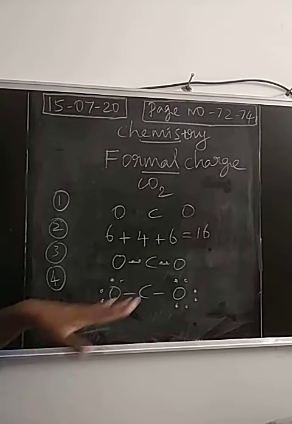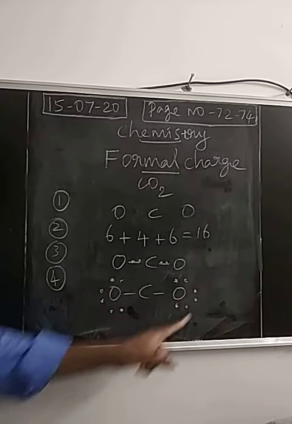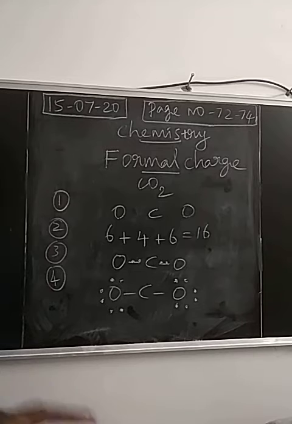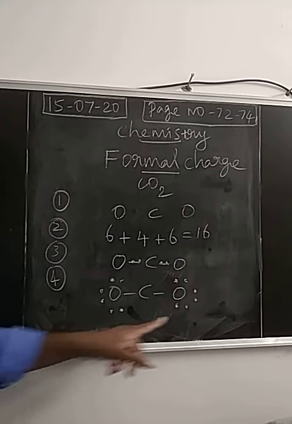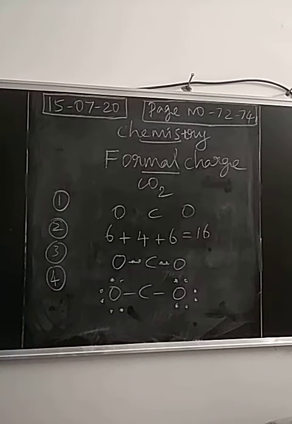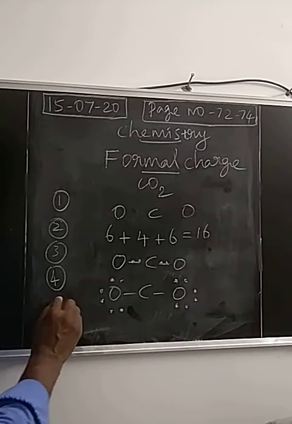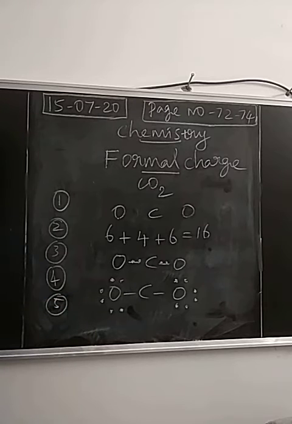So step number 4: remaining valence electrons are placed as lone pairs of electrons on the more electronegative atom. So here, comparing carbon, oxygen is the more electronegative atom. So all the 12 electrons are placed as 6 lone pairs of electrons. Each oxygen has 3 lone pairs of electrons. What is step number 5?